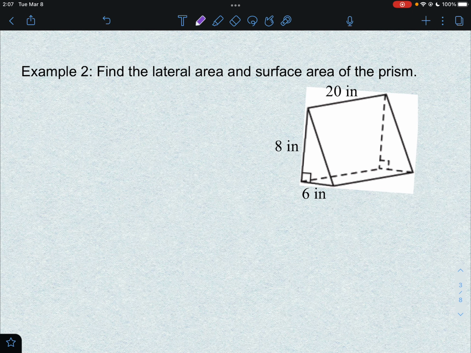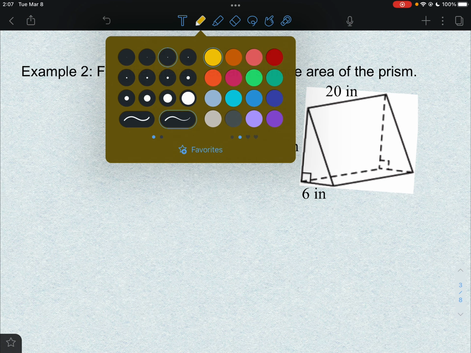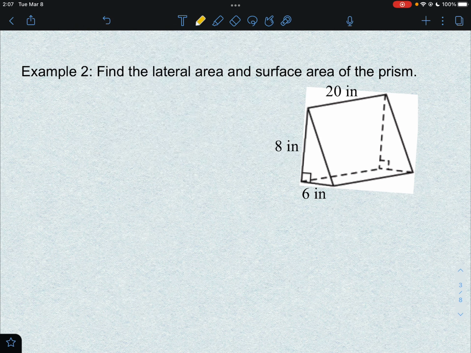Number 2, find the lateral area and surface area of this prism. Now, this is not a rectangular prism, so we don't get to choose our bases anymore. This is a triangular prism. Therefore, our bases are the triangles. Okay, so triangle 1 here and triangle 2 here. So let's start with the lateral area. Lateral area is equal to perimeter of the base times height of the figure.